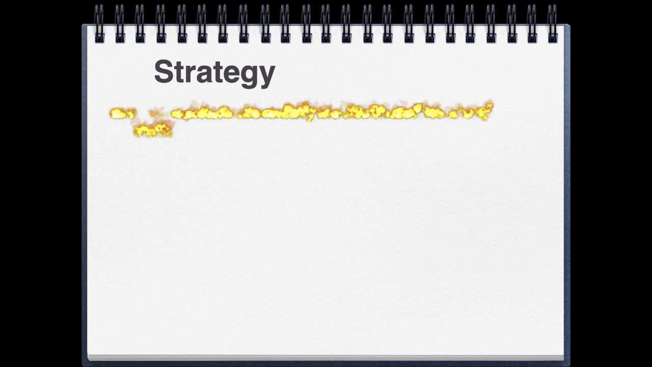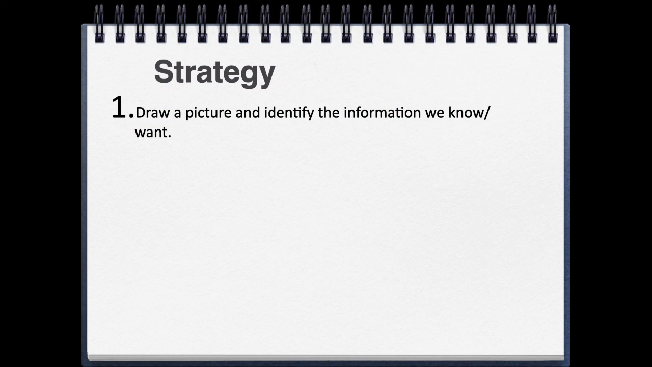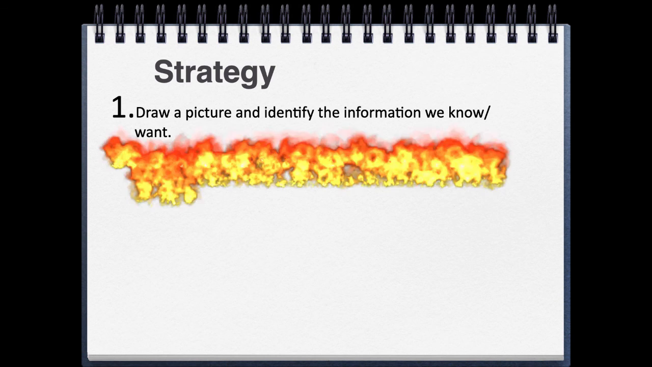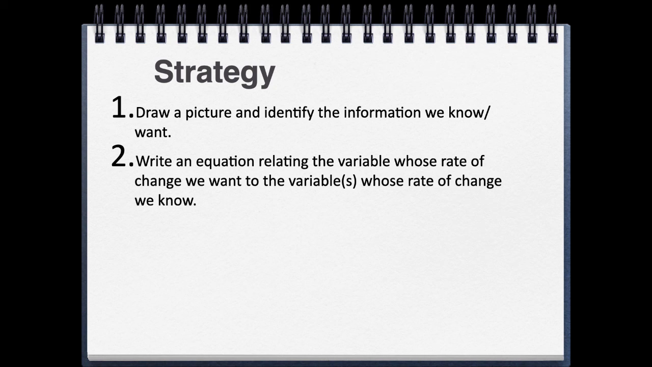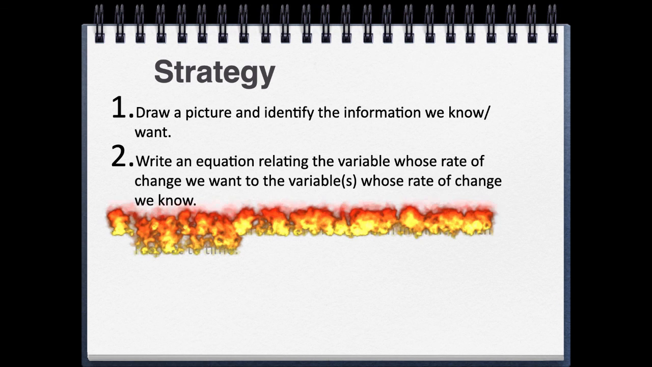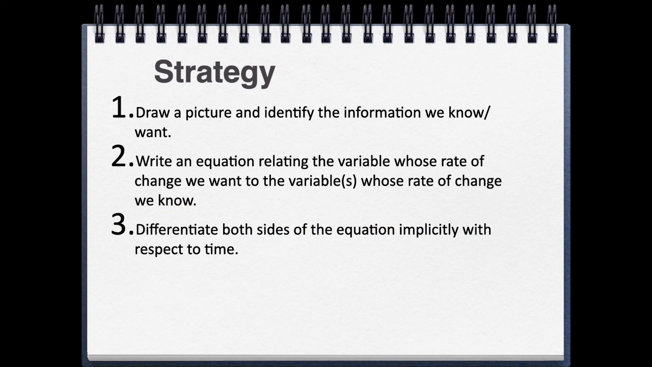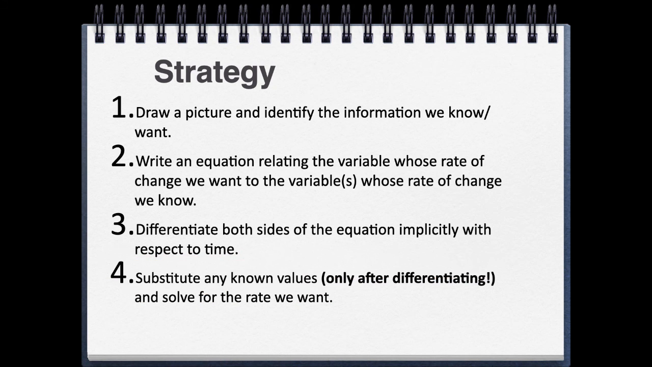So our strategy: draw a picture and identify the information we know or want. Write an equation relating the variable whose rate of change we want to the variables whose rate of change we know. Differentiate both sides of the equation implicitly with respect to time. And then, after you differentiate, substitute any known values and solve for the rate that we want. We're going to go through a couple of these so you can see what I mean by this.